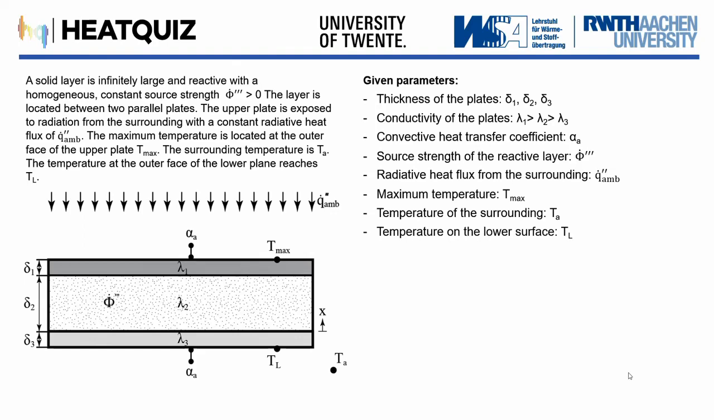This demonstration will show a conduction problem with multiple layers where the inner layer is generating heat. The upper plate is exposed to radiation and the maximum temperature is located at the outer surface. Furthermore, the ambient temperature and lower surface temperature are given. Both sides of the multilayer wall are losing heat due to convection.